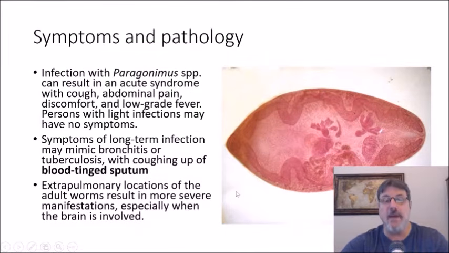Pathology. Infections with Paragonimus species can result in an acute syndrome with cough, abdominal pain, discomfort, and a low-grade fever. People with light infections may be asymptomatic. Symptoms of long-term infection may mimic bronchitis or tuberculosis, with coughing up of blood-tinged sputum. Extrapulmonary locations of the adult worms result in more severe manifestations, especially if they end up in the brain. And here is an adult Paragonimus westermani.